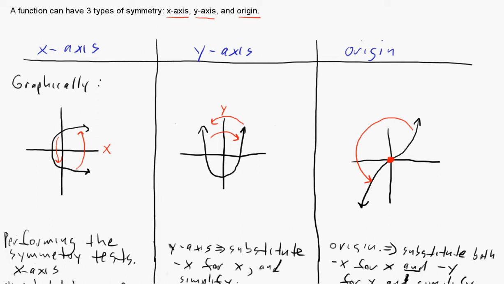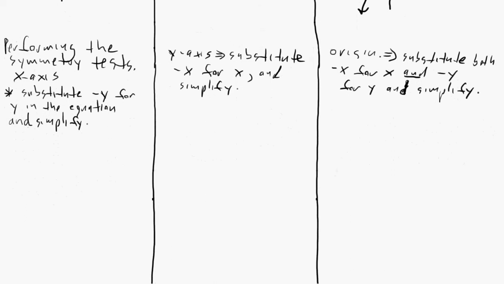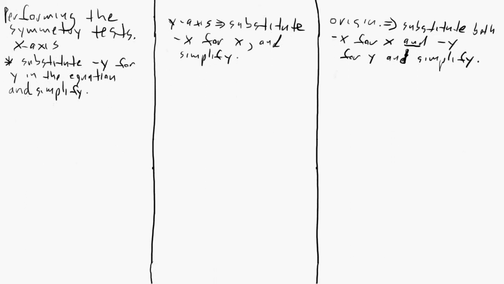So in order to test the symmetry by using a graph, you simply look at the graph and observe if the graph has the kind of symmetry that we're looking for: x-axis, y-axis, or origin. Now, it's a little bit more work if you're given only the equation and you don't have the graph. In that case, you have to perform what are called symmetry tests.